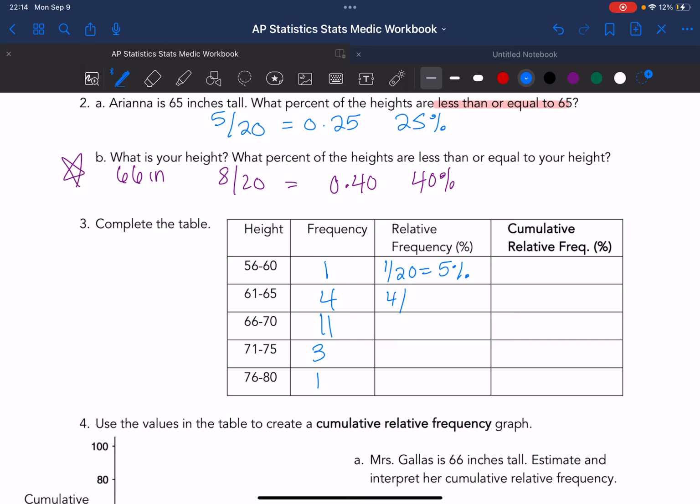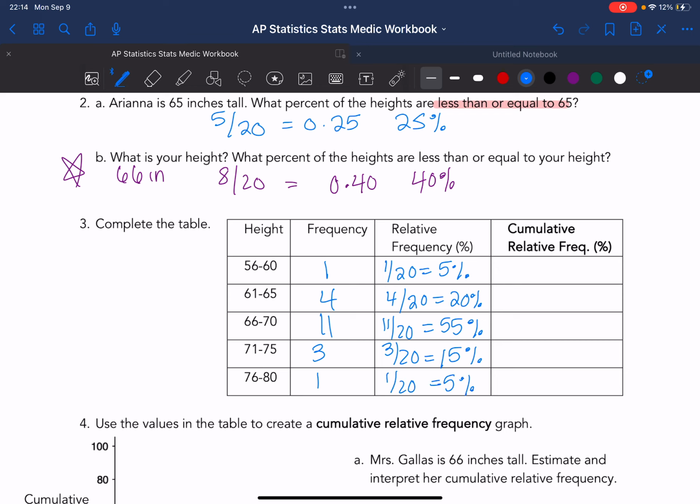4 divided by 20 is going to give me 20%. 11 divided by 20 is going to give me 55%. 3 divided by 20 is going to give me 15%. And again, 1 divided by 20 is going to give me 5%.